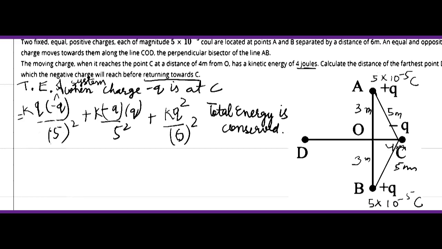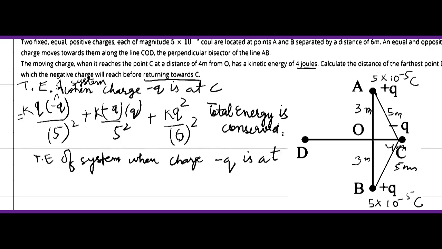Now total energy of system when charge minus Q is at D. See, at this point what will happen? See, at the point C there is some potential energy as well. We forgot to write that, right? So add the potential energy also. How much is it? It's 4 joules. So you have to add 4 here.